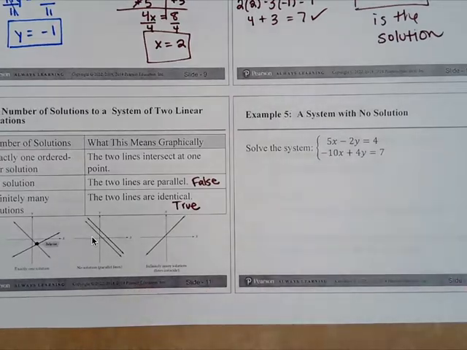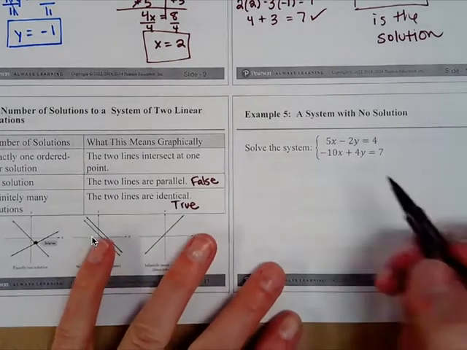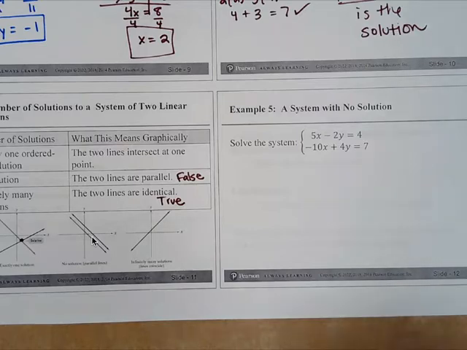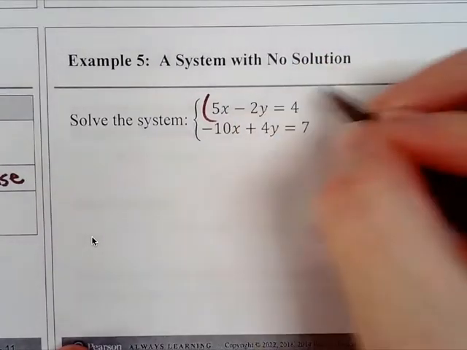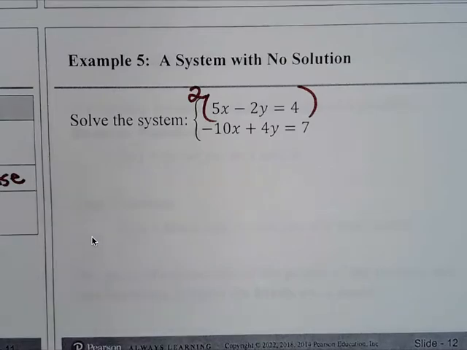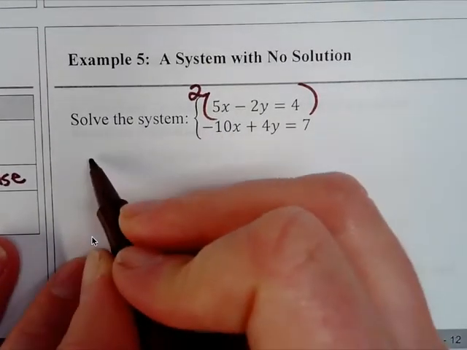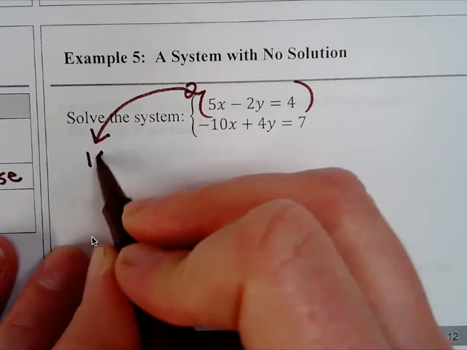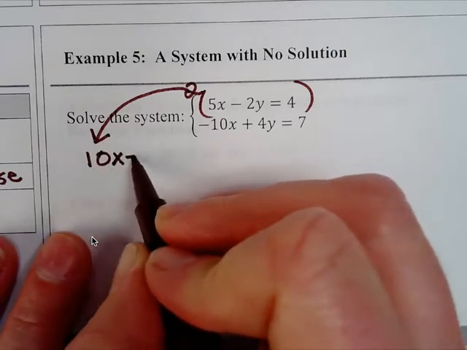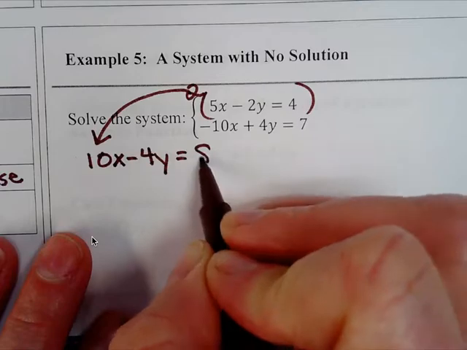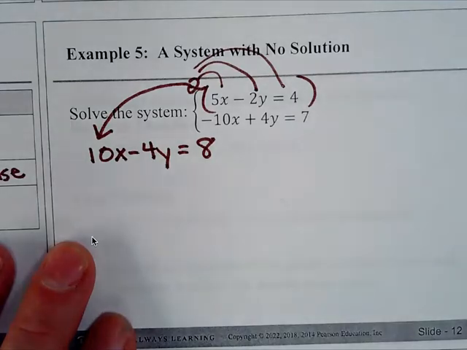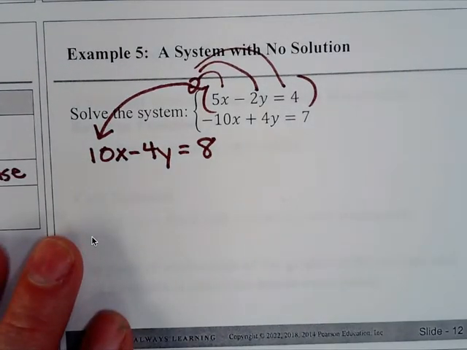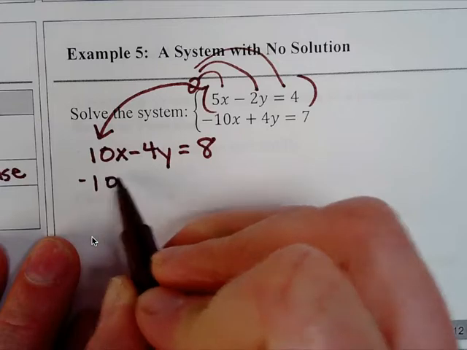Okay, so let's look at example 5, a system with no solution. So how should we work this out? Just addition? Okay. What could we do? Multiply by positive 2, because we already have the negative down here. So I'm going to rewrite this one as when I multiply it. I multiplied 2 times the 5, 2 times the 2, and 2 times the 4. Okay, and then rewrite the other one.